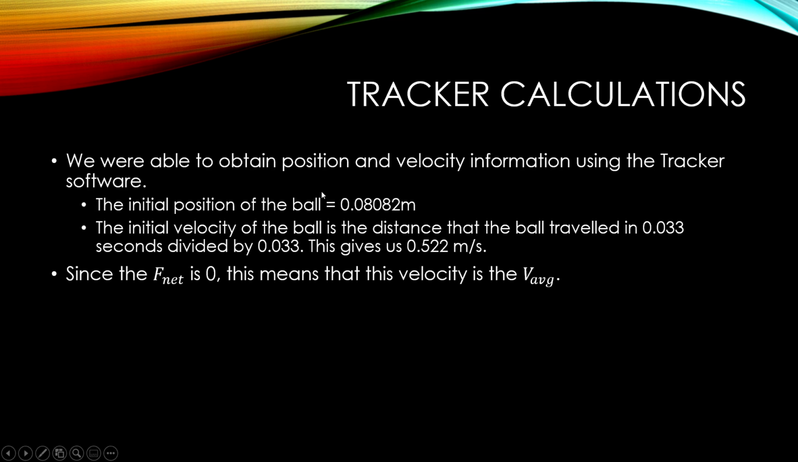For the calculations, we got the velocity by taking the distance the ball traveled in 0.033 seconds and dividing by 0.033. That gave us 0.522 meters per second. Since F net is 0, this 0.522 is the average velocity throughout the entire experiment.